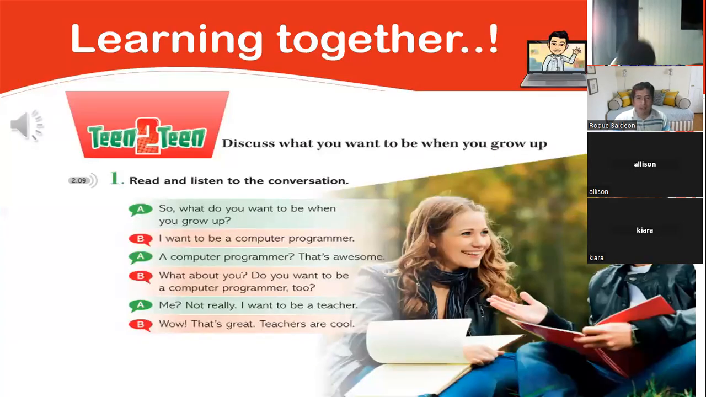Here we go. Anaí, with me. I will be letter A and you, Anaí, are going to be letter B. Okay. Good. Awesome. Light, camera, action. So what do you want to be when you grow up, Anaí? I want to be a computer programmer. A computer programmer? That's awesome.